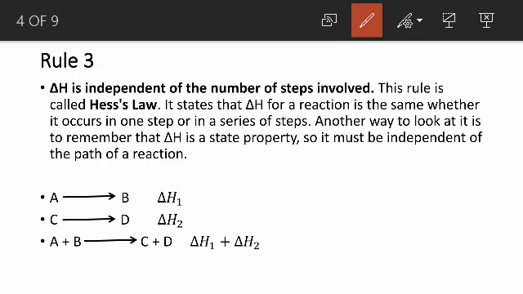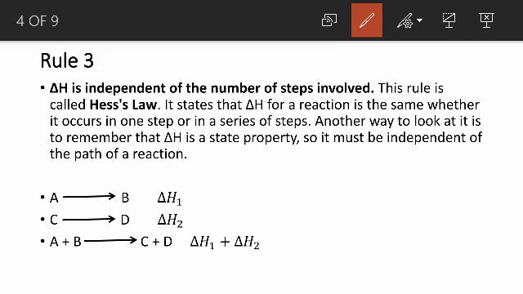Delta H is independent of the number of steps involved. Okay, this rule is called Hess's law. Now, Hess's law states that delta H for a reaction is the same whether it occurs in one step or in a series of steps. Another way to look at this is to remember that delta H is a state property, so it must be independent of the path of reaction.